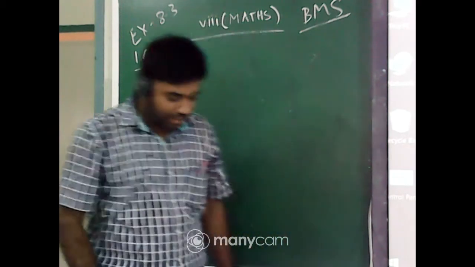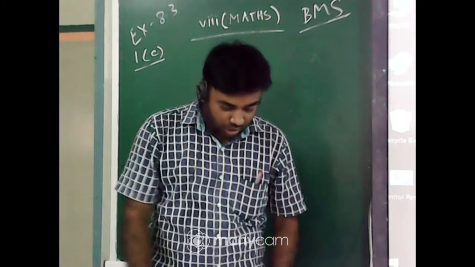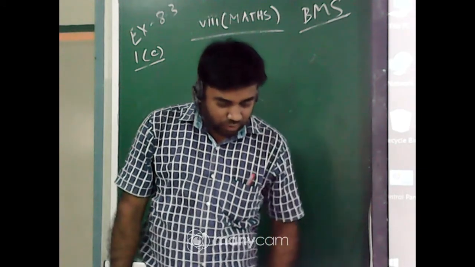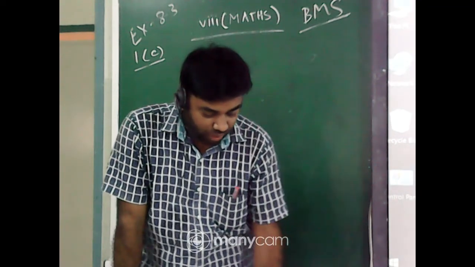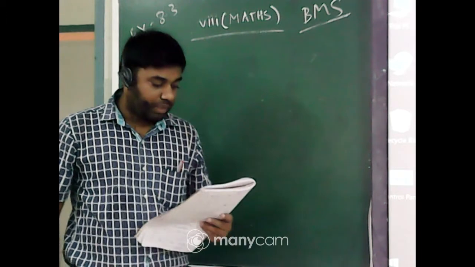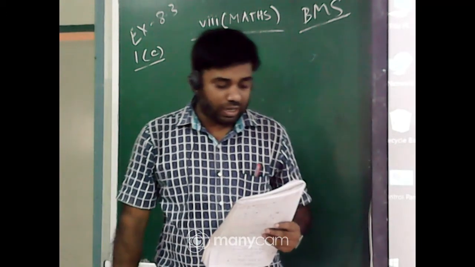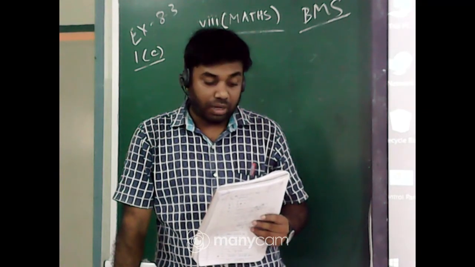Students of class 8, in the previous video I solved question number 1 part A and part B. In this video I will solve part C. The question is: money rupees 62,500 for 1.5 years at 8%. It will be calculated per half yearly.